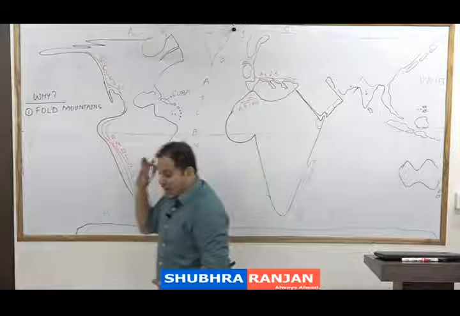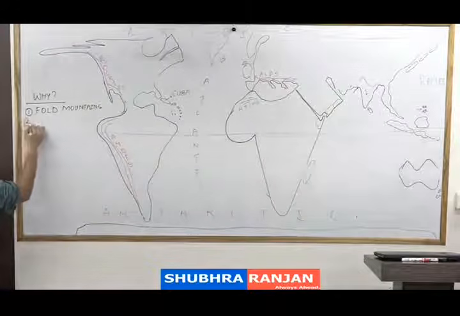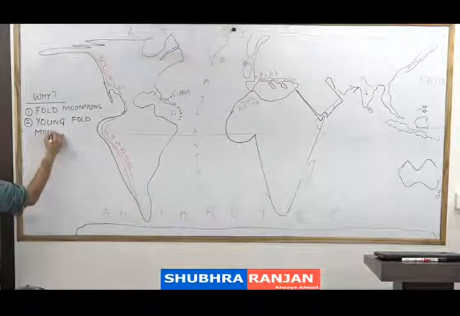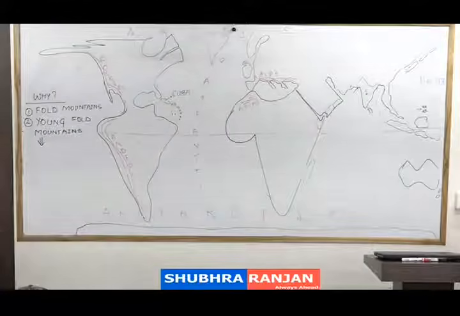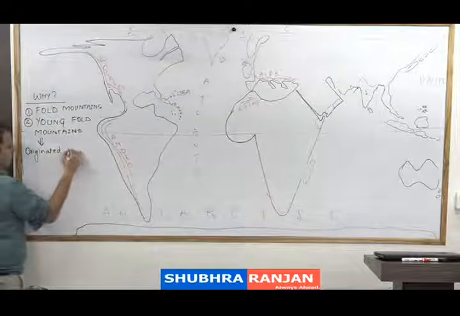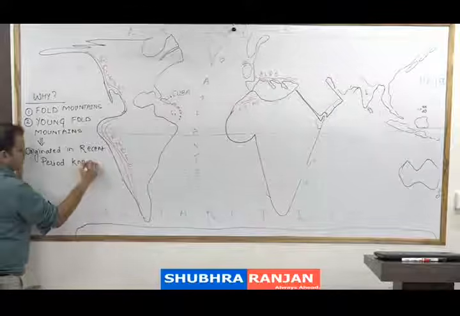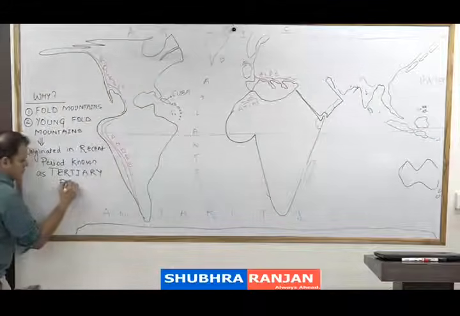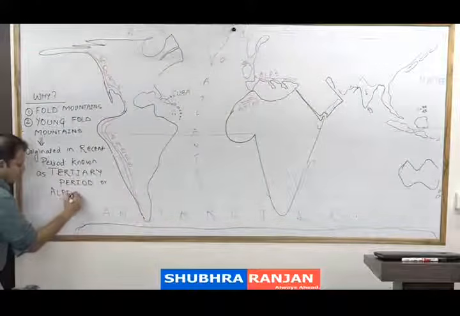Now you should know these are fold mountains because the earth's crust is folded. And why are they so great in height? Because I am introducing one concept here: they are an example of young fold mountains. Why young fold? They are known as young fold mountains because they originated in the recent period of the earth, known as the tertiary period, or alpine orogeny.